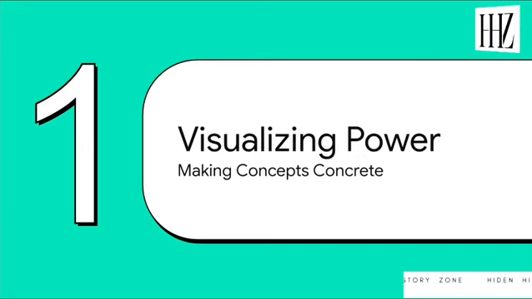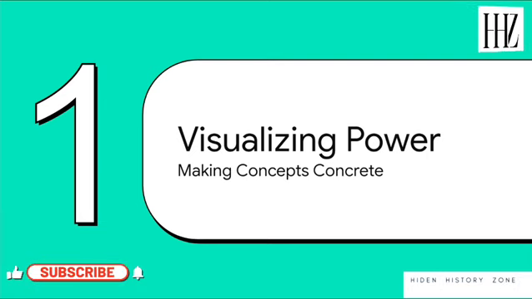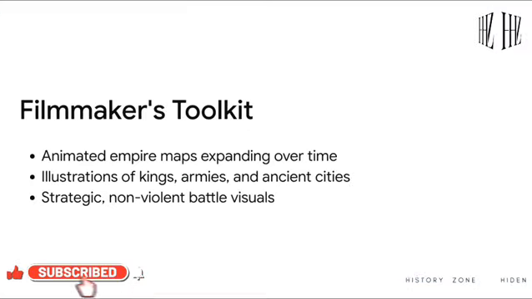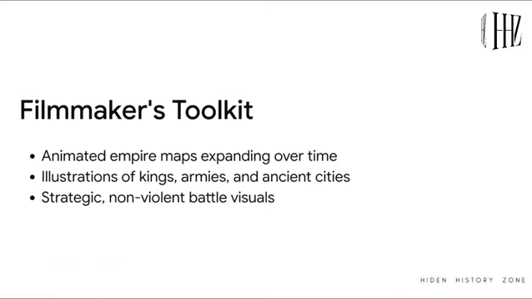This is maybe the biggest job of the whole script. How do you take these huge abstract concepts, like say territorial expansion or strategic genius, and make them tangible, make them something we can actually see? And to pull this off, the script lays out a very specific visual toolkit. We're talking animated maps that show an empire growing over time, illustrations to give a face to the kings and armies and cities, and get this, strategic battle visuals that are intentionally nonviolent.